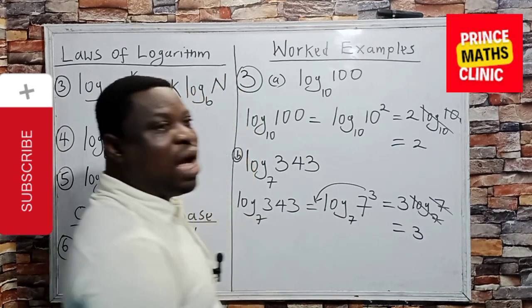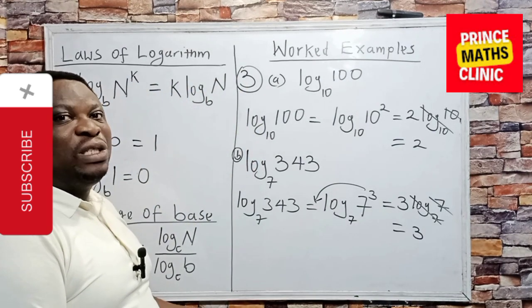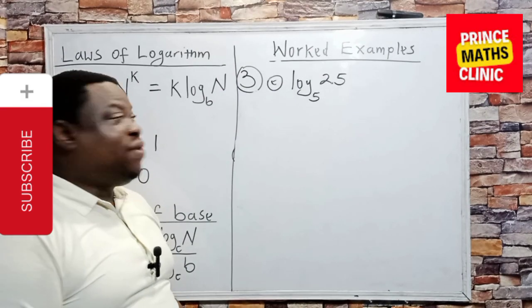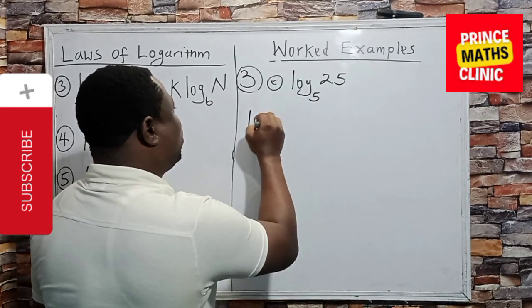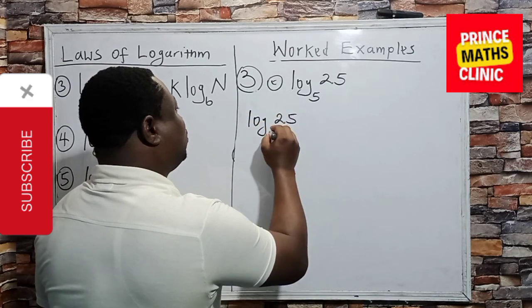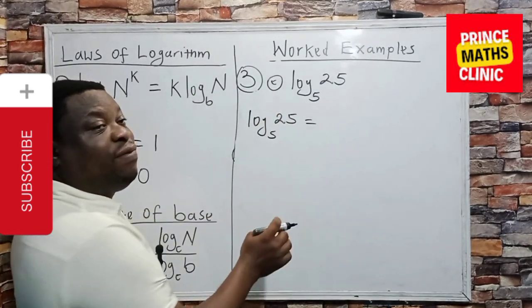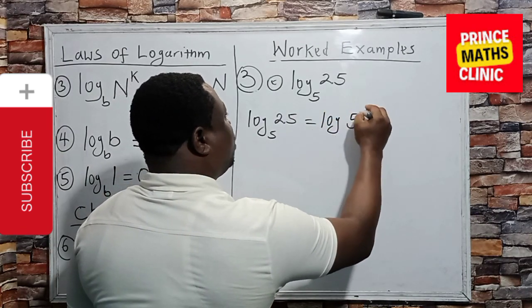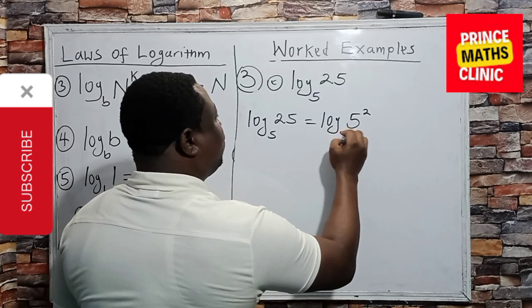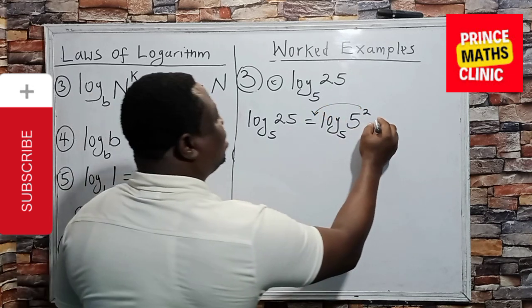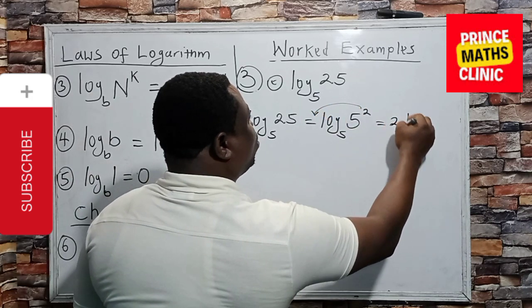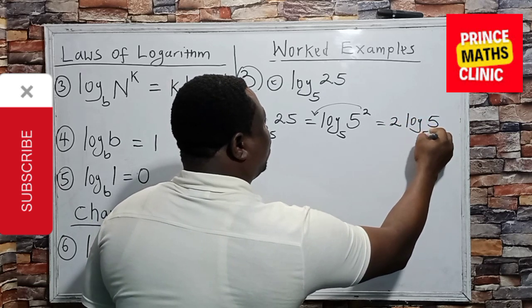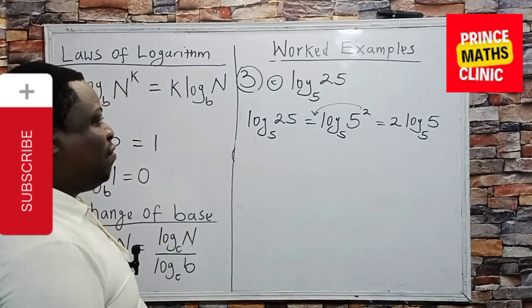Now, let's look at a third question to buttress our point. Here you have log 25 in base 5. So what do you do? Write out your question. 25 is the same as 5 raised to the power of 2. So this becomes 5 to the power of 2, then the base is 5. Then move this here again. This becomes 2 log 5 base 5.